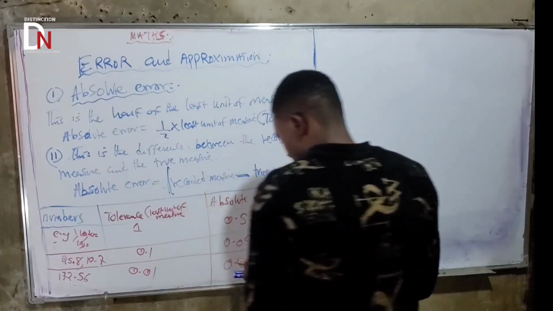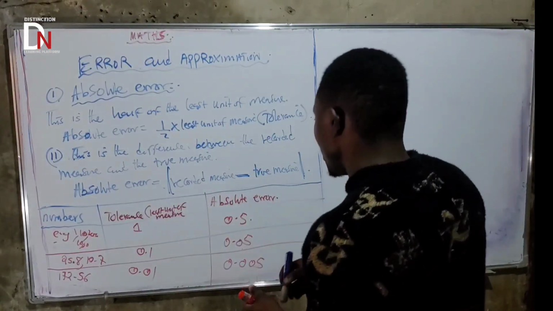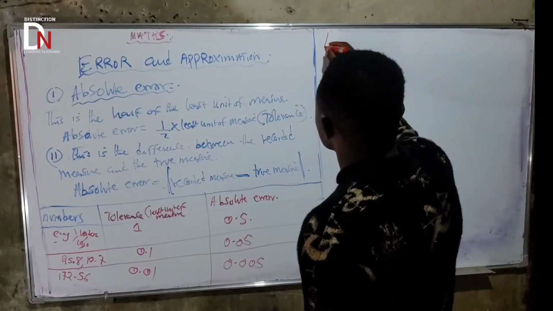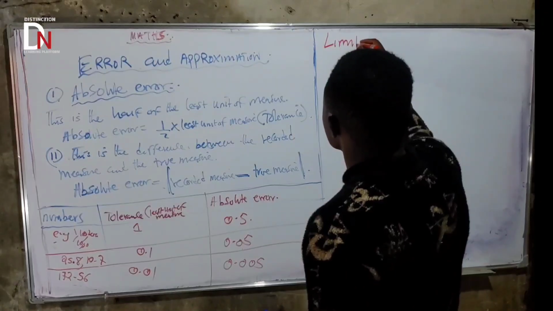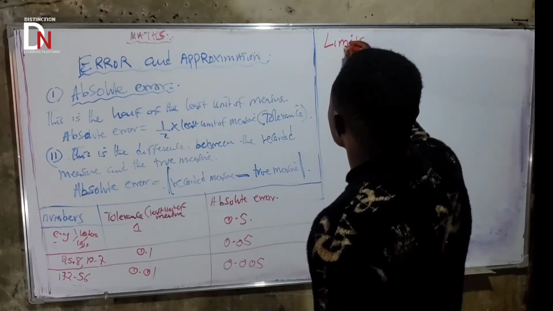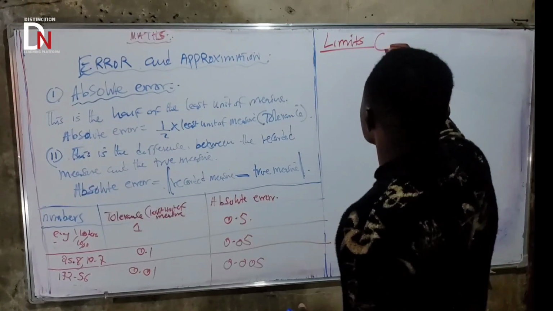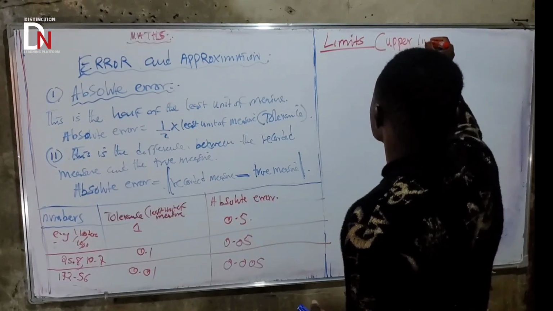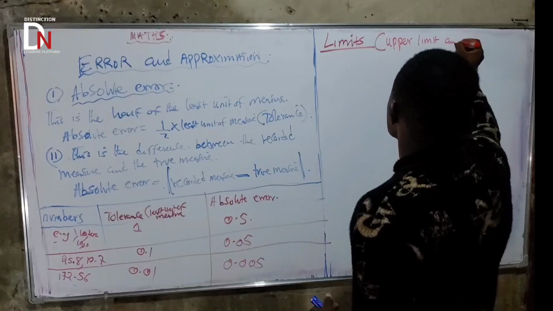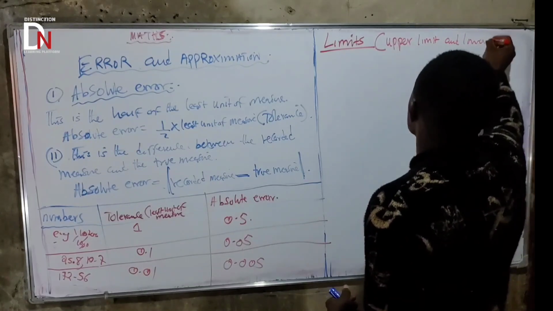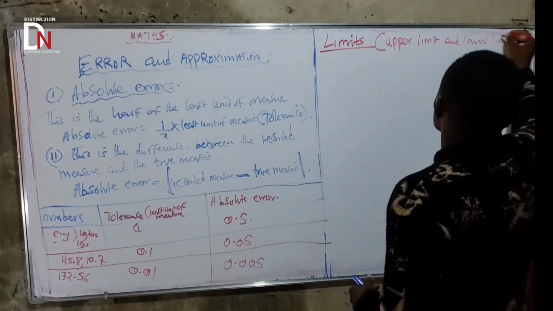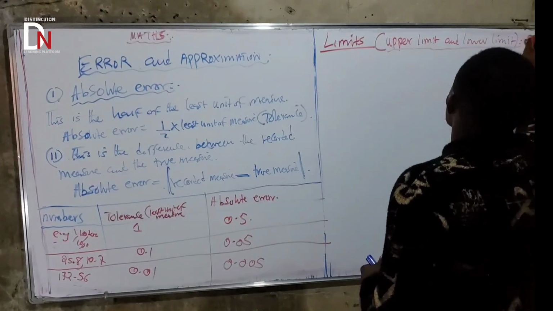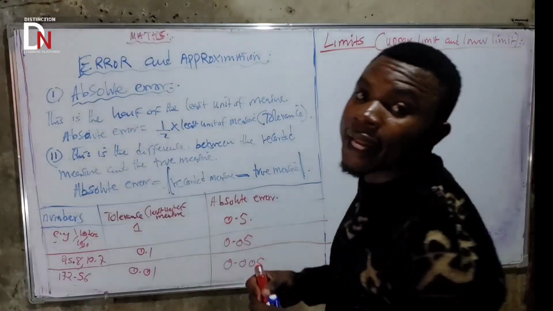Tolerance. Okay? Basically, there is what we call limits. Under limits, we have the upper limit and the lower limit.